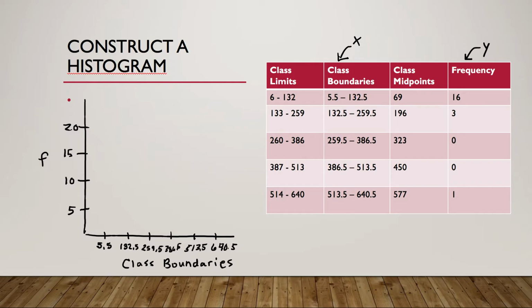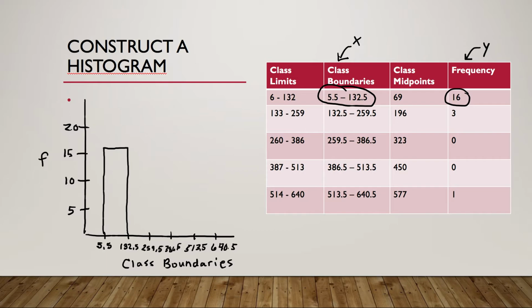All right, so now we're ready to draw our graph. Remember that we're drawing a bar graph. So we're going to use this first set of boundaries and this first frequency. So on my graph, I'm going to start at 5.5, and I'm going to extend the line up until I get to 16. And then I'm going to end it at 132.5. So again, I'm going to extend this line up till I get to 16, and draw my bar like that.